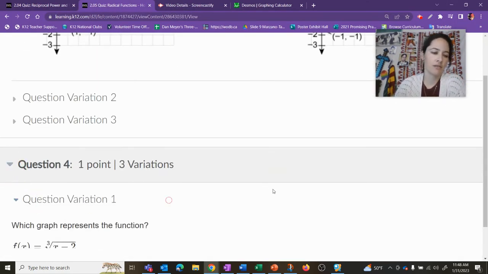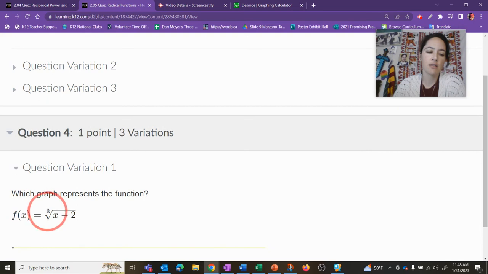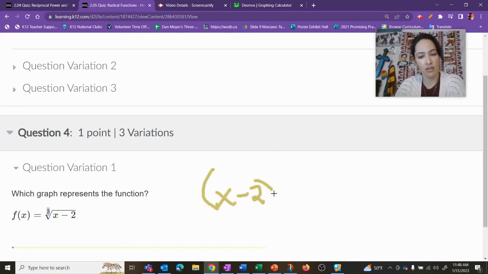Question 4. Which graph represents the function? You can always graph it too, which we did. Cube root. The denominator is 3. There's no power in here, so it's just 1/3. In order to graph this, you would need to type x minus 2 raised to the 1/3 power. Then you could see the graph in Desmos. Okay?